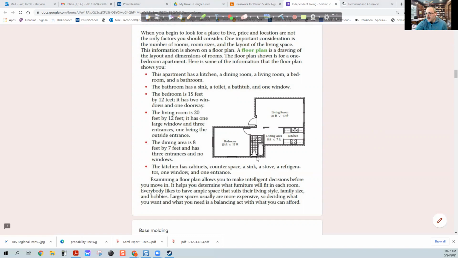And apparently it has one window. You can see that right there. See that little space there? That's a window. The bedroom is 15 feet by 12 feet, so it gives you an idea of the dimensions of the bedroom. And the bedroom has two windows, one on this side, one there. All right, so they've got two windows there.